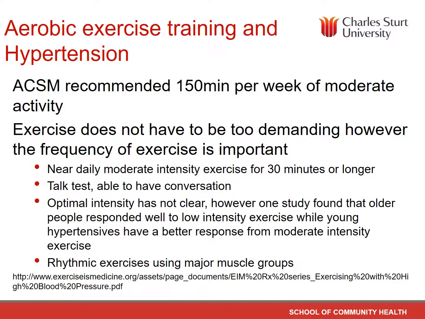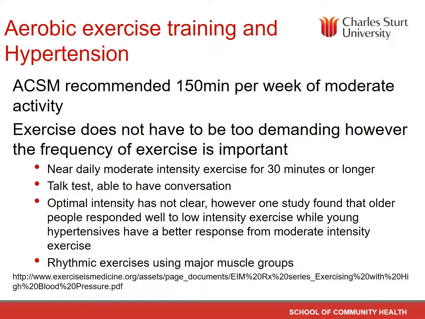There's no optimal intensity noted, but some studies show that the older population benefit from low intensity activity, and younger people benefit from high intensity activity. Obviously, this could have to do with motivational factors, with younger people wanting to push their bodies a little bit further, and older populations probably not so much, just wanting to do slow rhythmic activity.